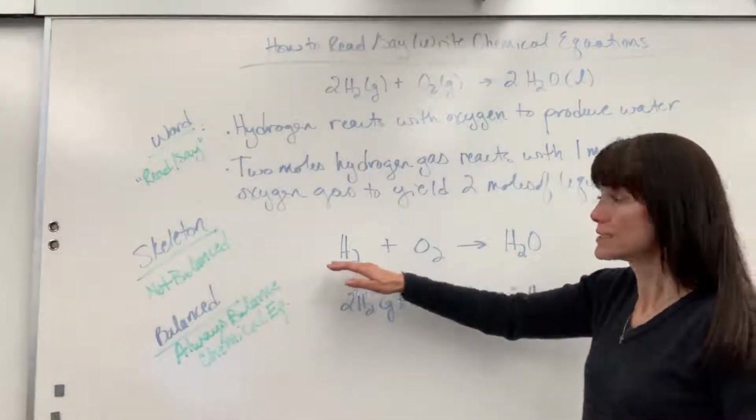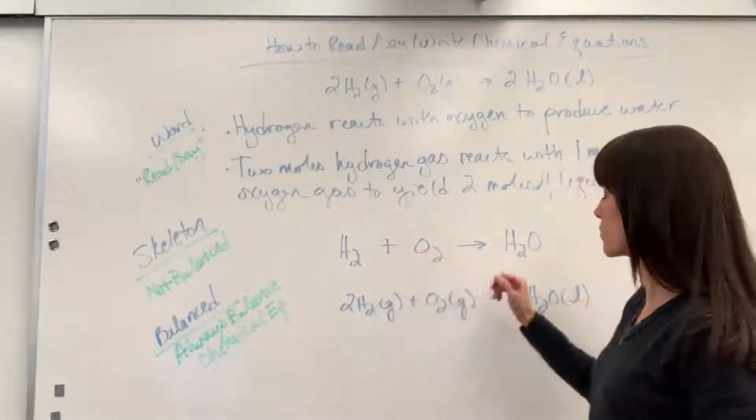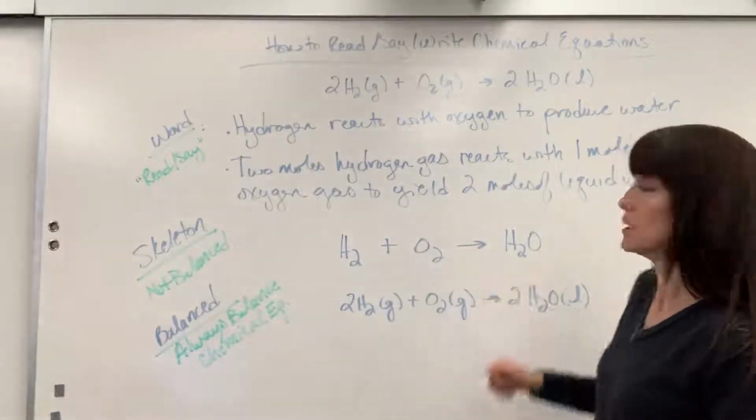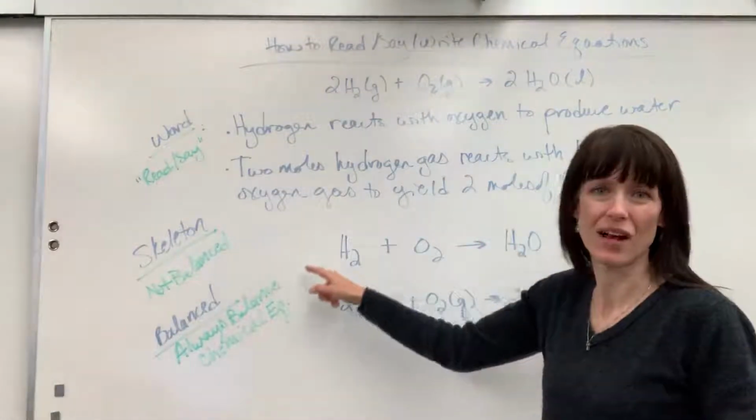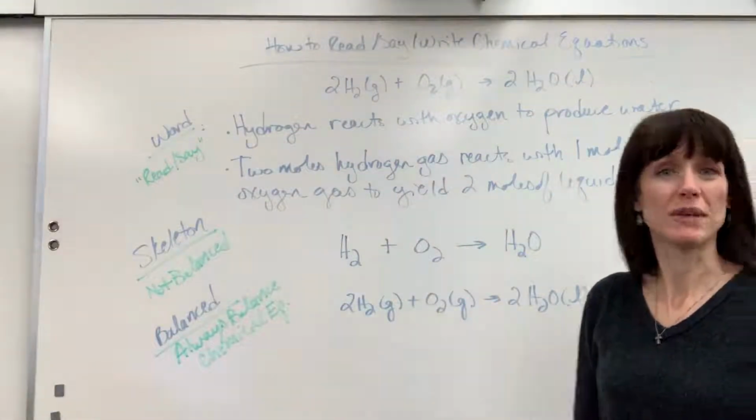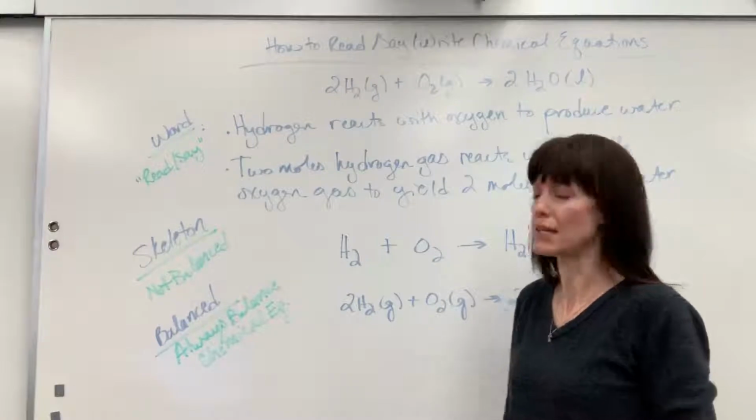It would be simply writing the reactants and the products. So you see the H2 plus O2 yields H2O. This would be in like a 10-10 class that you would have to do a skeleton, or maybe like an honors chemistry, a general chemistry class in high school.